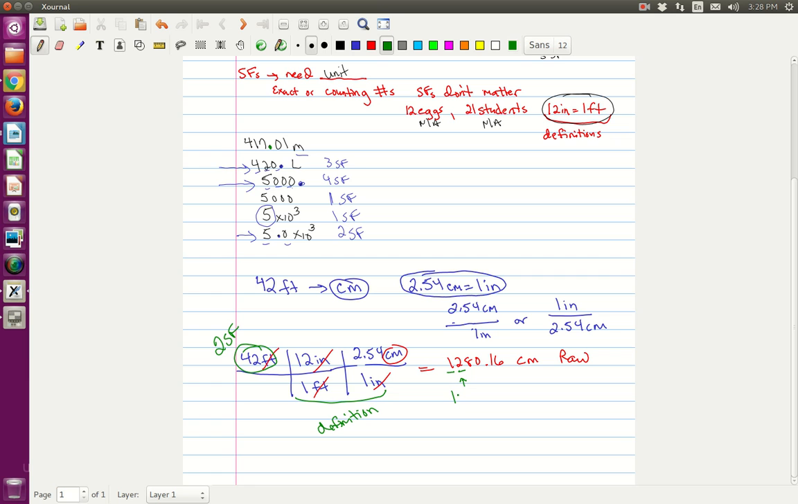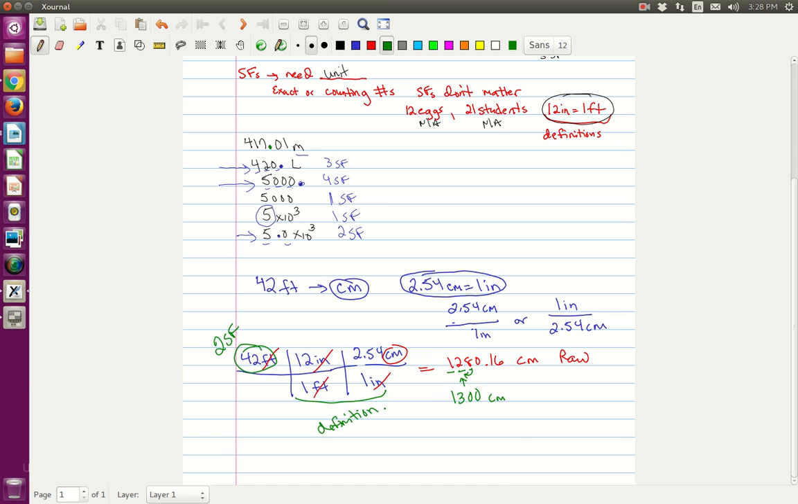That would be 1300. I have to look at the 8. It causes me to round the 2 up to a 3. I don't just truncate it, I just don't knock it off. I have to put zeros where the 8 was and that 0 was. So this is 1300, not 13. And so centimeters is my unit, and that would be my final answer.